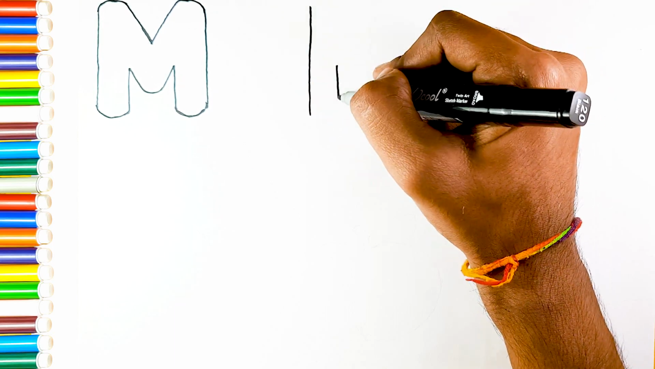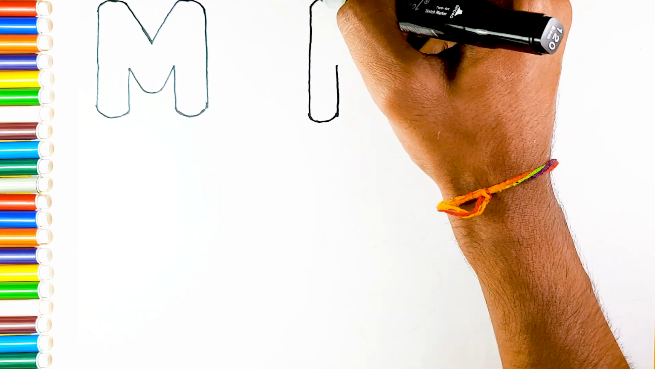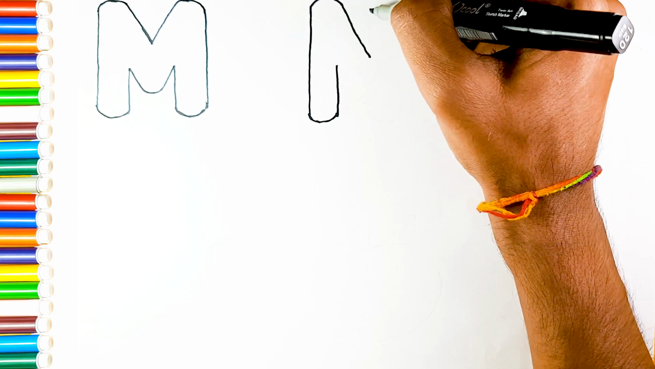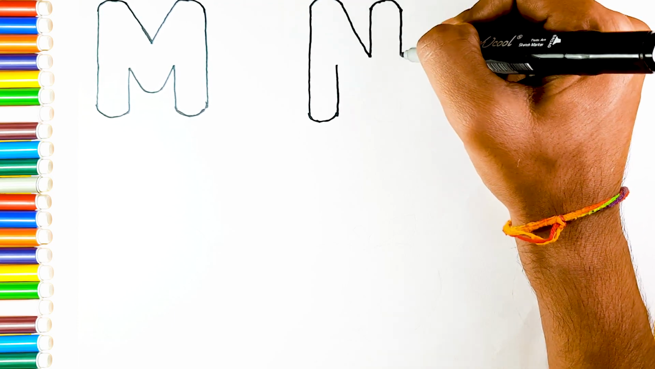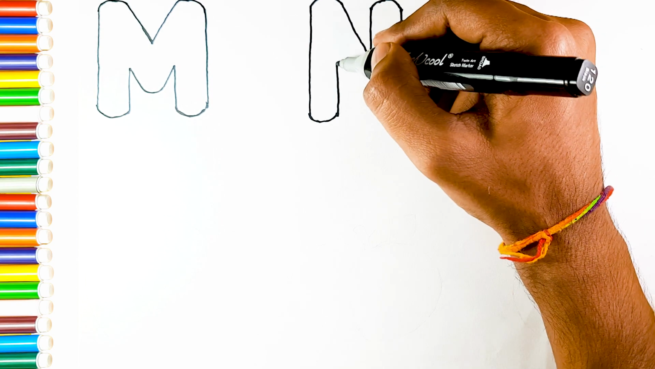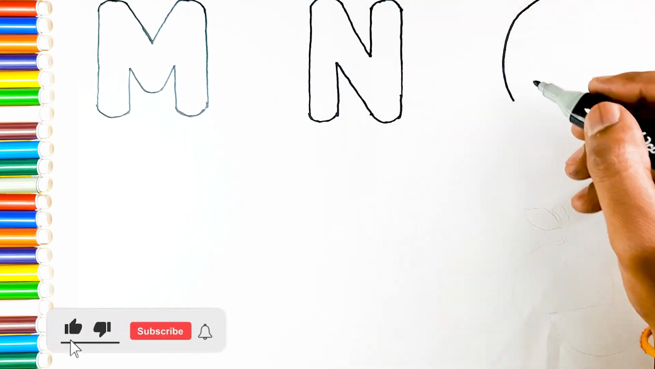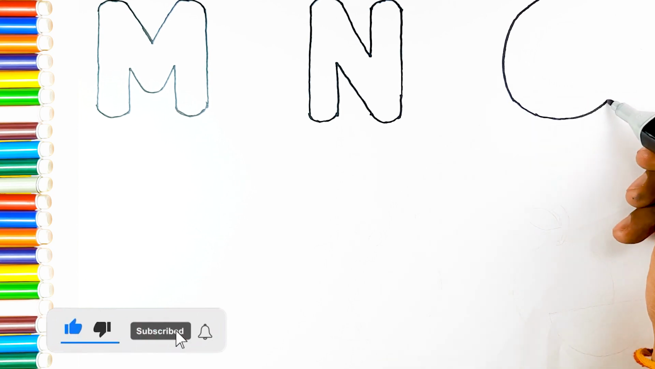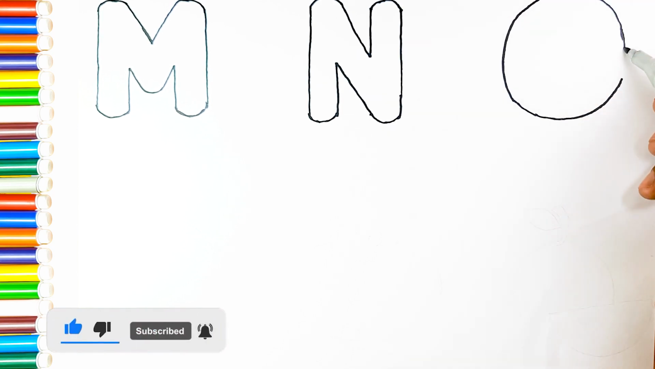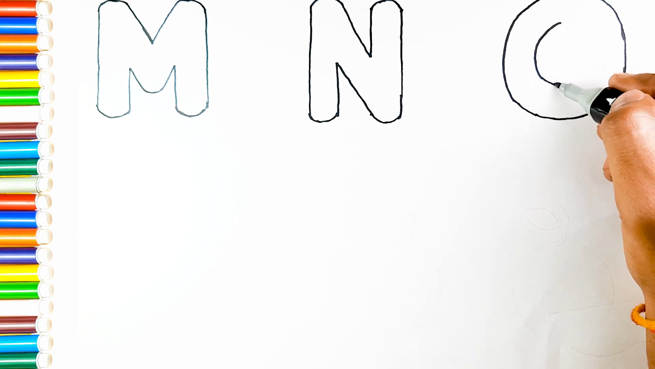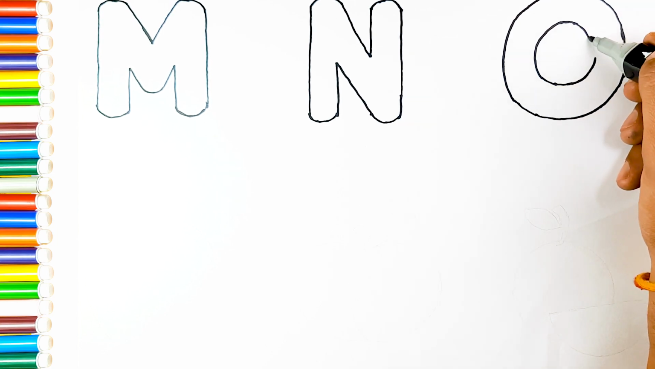Moving on to the letter N. N is for nectarine. Let's explore the letter O. O is for orange.